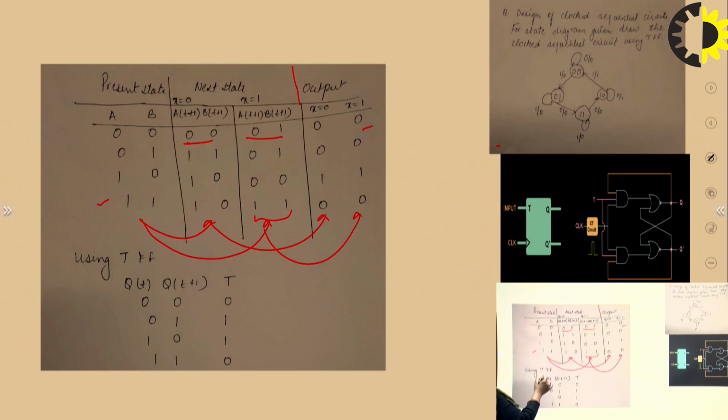So when your present state is 0 and next state is also 0, then T is 0. When present state is 0, next state is 1, so output T is 1. When this is 1, 0, you will get T 1. And then when present is 1 and next state is 1, then T is 0. So this is basically the T flip-flop table.